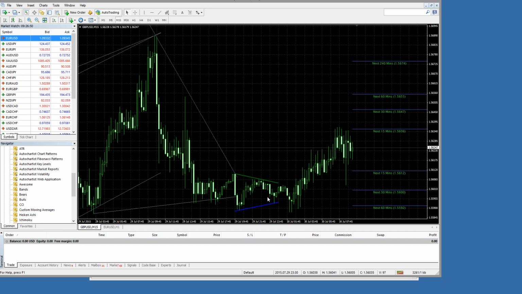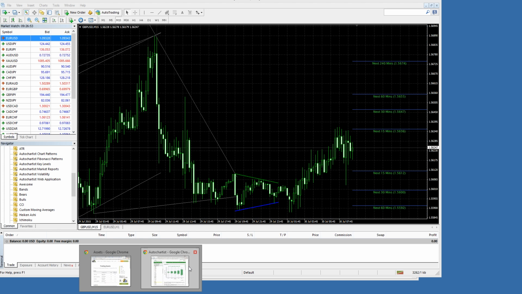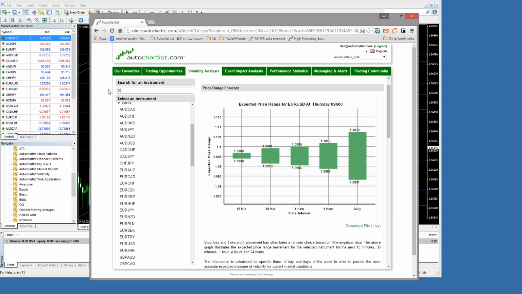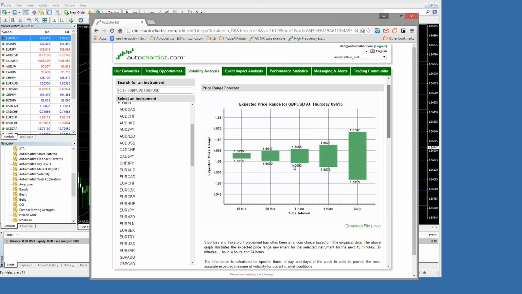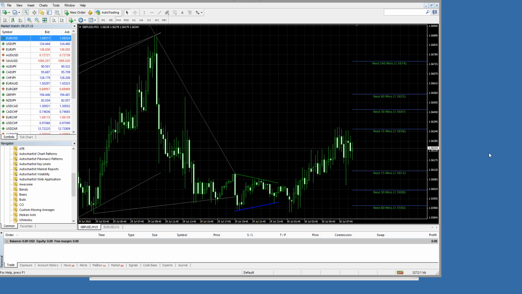The next example that I want to look at is this example on GBP USD. Right? So let me quickly switch to my Autochartist for just a moment. Okay, here's what my Autochartist trumpet says for GBP USD. Right, and now we're going to see the same information on our Metatrader. So let's go ahead and switch to that.